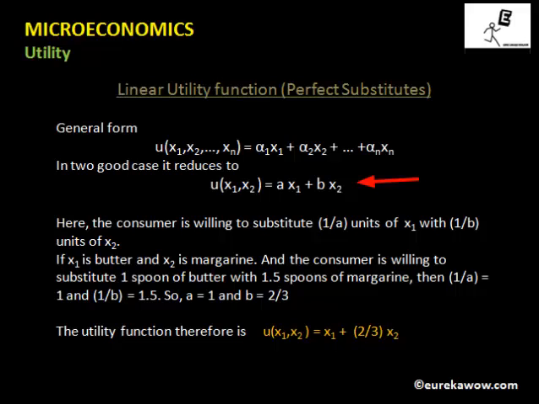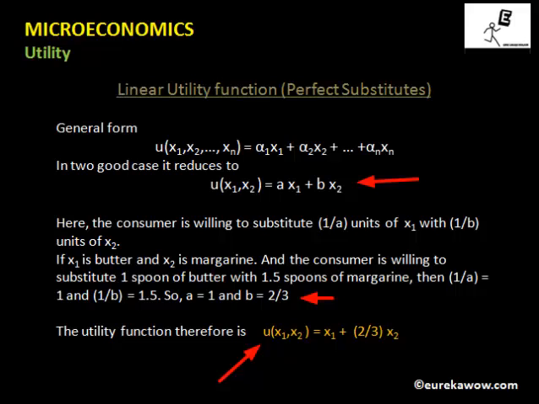So suppose we have two goods, butter and margarine, and the consumer is willing to substitute 1 spoon of butter with 1.5 spoons of margarine. Then 1 by a will be equal to 1 and 1 by b will be equal to 1.5, which is 3 by 2. So a is 1 and b is 2 by 3. Therefore, the utility function becomes u(x1, x2) = x1 + 2/3 x2.